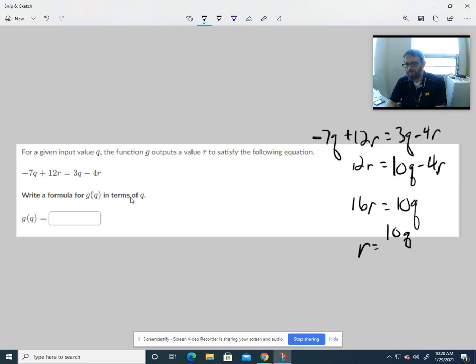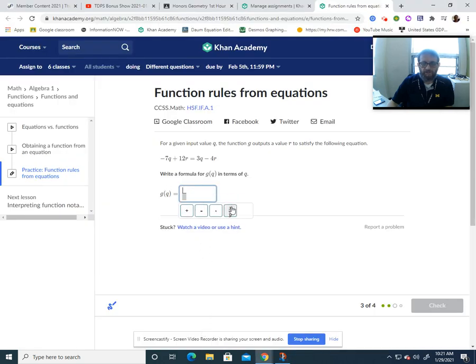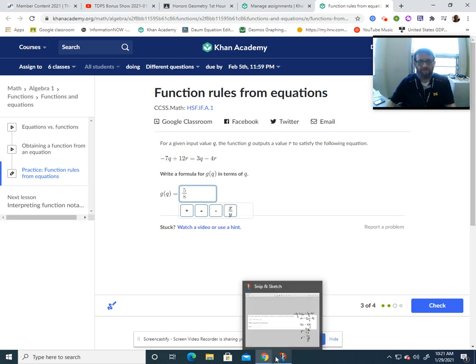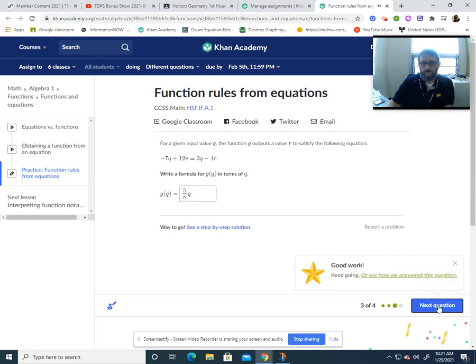Now, here's one thing I truly hope. I hope they don't accept it. You must reduce your fraction to 5/8. And I hope they don't accept 10/16. All right? Because they shouldn't. So we're going to put in a fraction. We're going to put in 5/8. And then what was our variable? Oh, it's q. All right, one more.